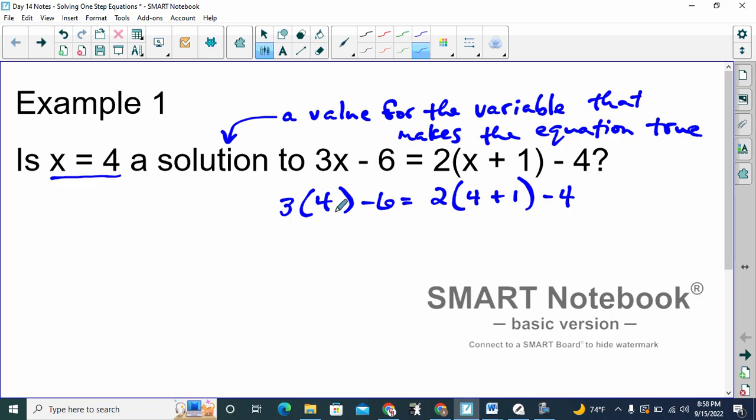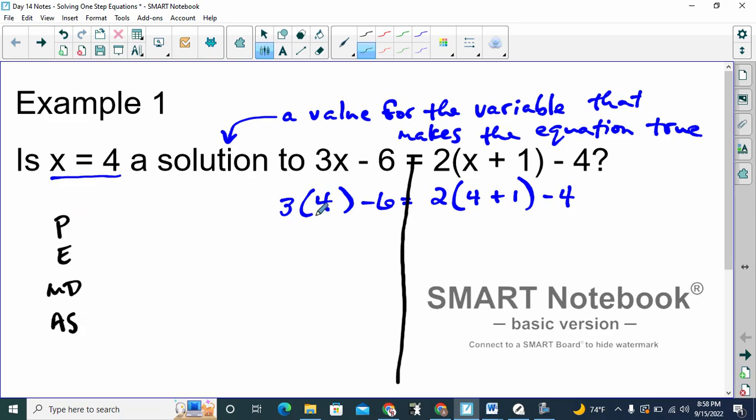And now we just have an order of operations problem. We really have two order of operations problems. My equal sign's right here. I'm going to work on this side, and I'm going to work on this side, and I'm going to see if those two things are true. So when I'm doing this side, I've got 3 times 4 minus 6. Remember, order of operations, we do parentheses and then exponents, and then we multiply or divide, and then we add or subtract. So I have no parentheses on this side.